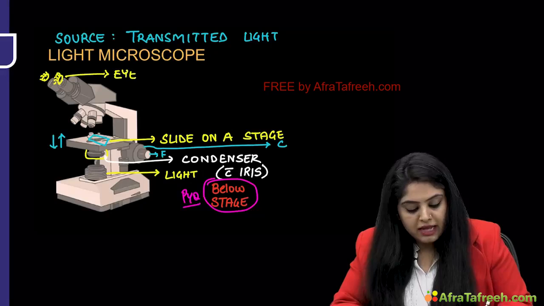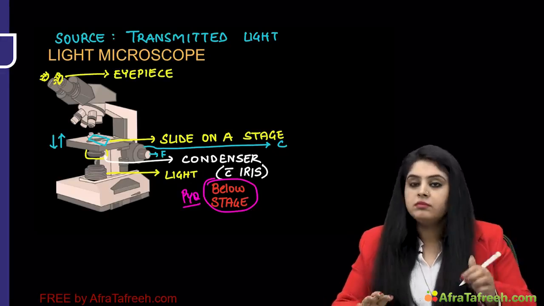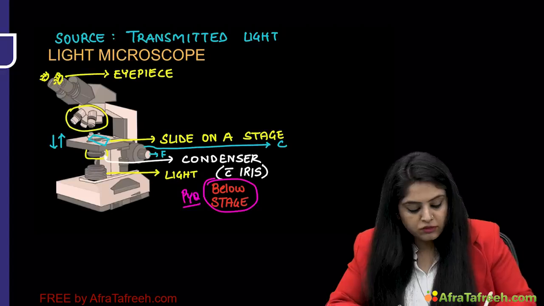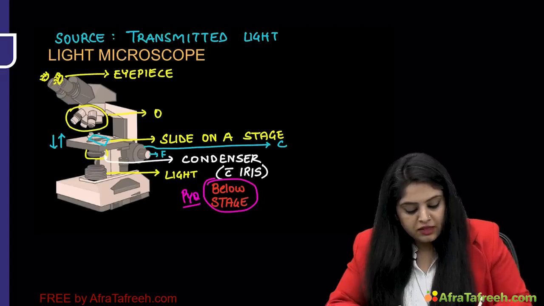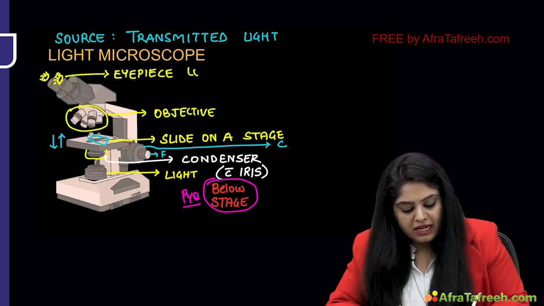This is known as the eyepiece lens. This is referred to as the eyepiece. Okay. Having said that, you're looking at it, fine. But then I have a set of lenses here also. And what are these? These are said to be the objective lenses. So we have an eyepiece lens and we have an objective lens.